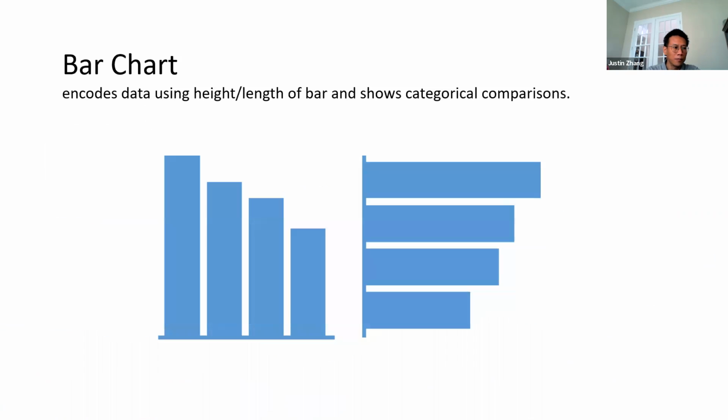So bar chart is great for showing quantitative comparisons precisely by encoding data with the height or length of the bar from a common baseline. You can see it can be either aligned horizontally or vertically, as we mentioned. It depends on actually the labels of the axis.